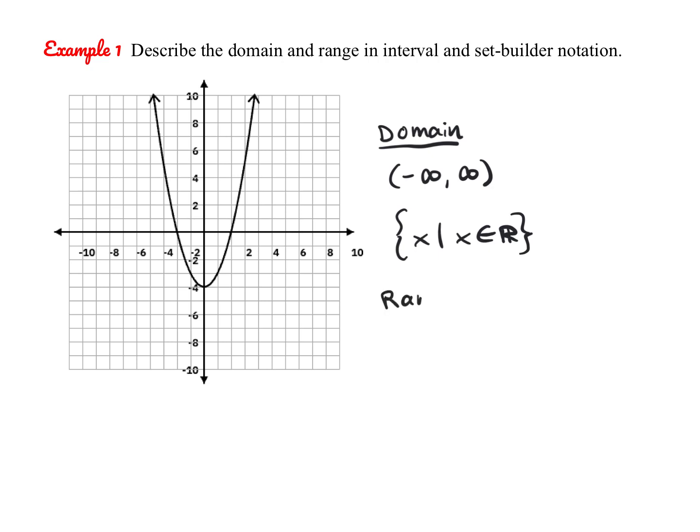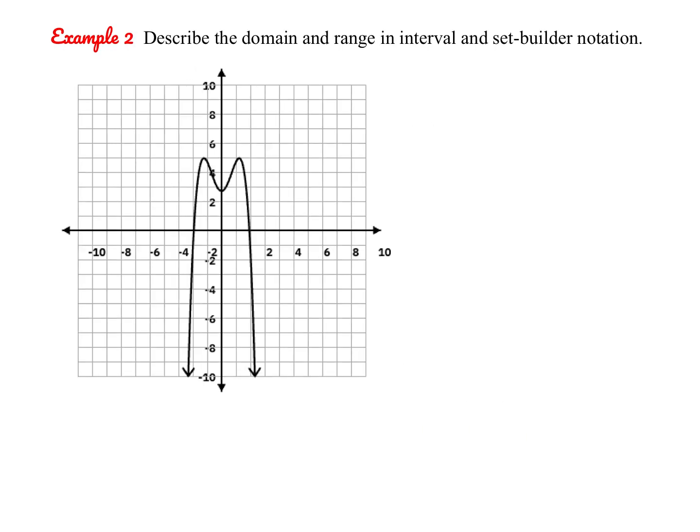Now for our range, we can see that our range does have a restriction. It does hit a low point at negative 4, and then it's everything above. So this will go from negative 4 to infinity, and because our graph goes through the coordinate 0, negative 4, negative 4 is part of our range. Or if we were using set builder, it'd be y such that y is greater than or equal to negative 4. So make sure you're using the correct variable when you are using that set builder notation.